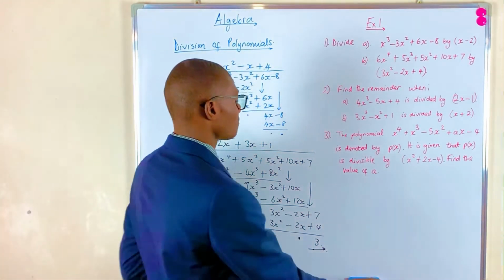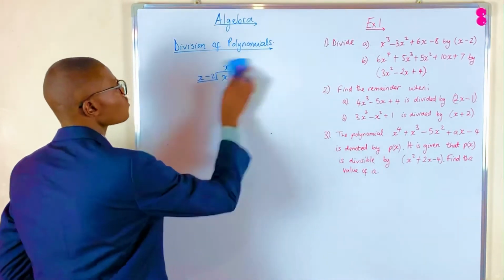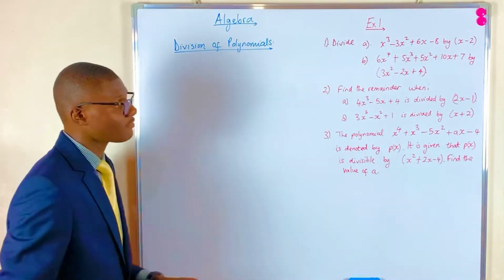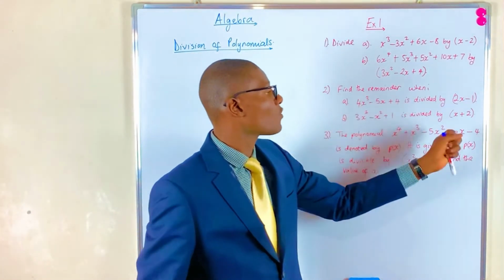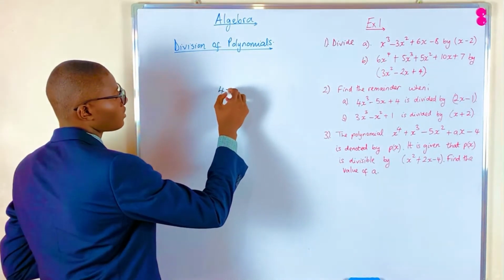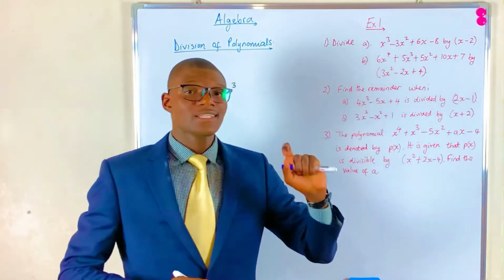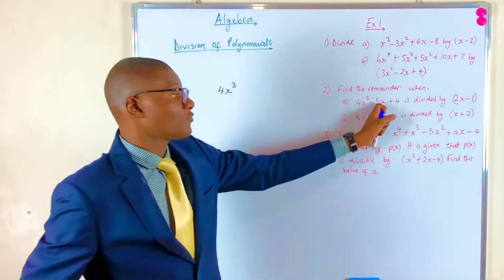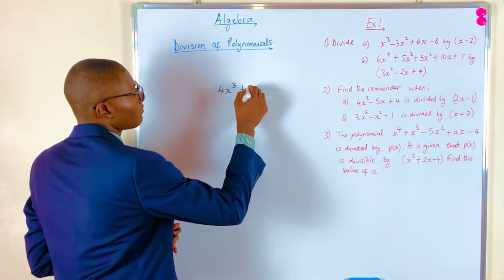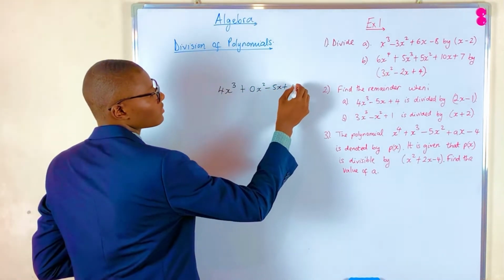And now let's move on to number 2. So allow me to erase this part here. Okay, so moving on to number 2, we're asked to find the remainder when 4x to the power of 3 minus 5x plus 4 is divided by 2x minus 1. So we're saying 4x to the power of 3. Now you're just going to be careful because x is in descending powers, but here the coefficient of x squared is 0. So we have to include it, plus 0x squared, then minus 5x plus 4.